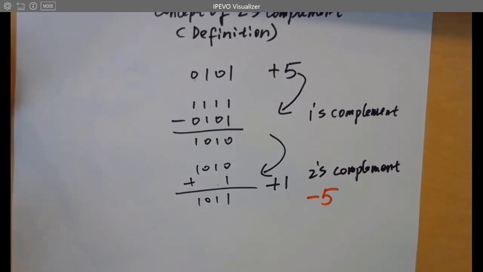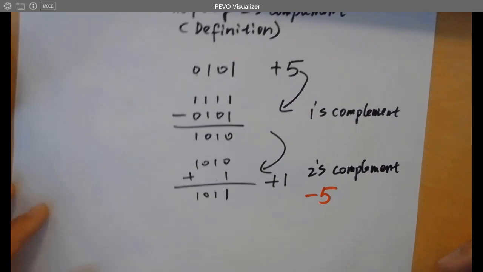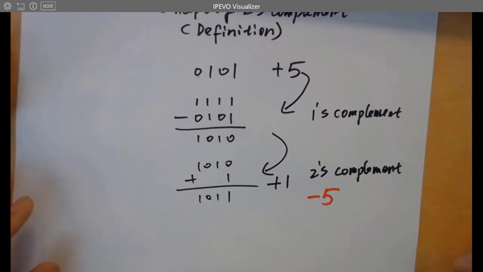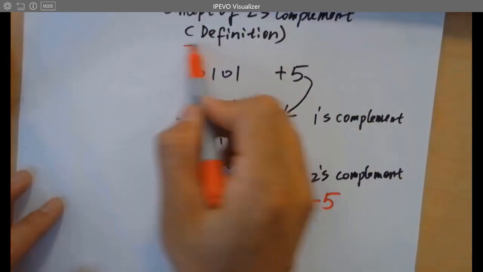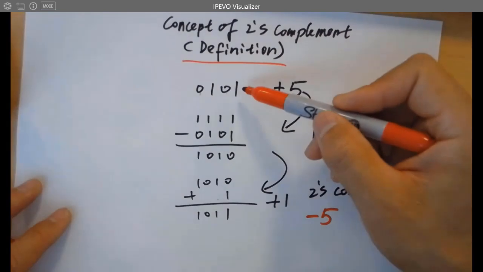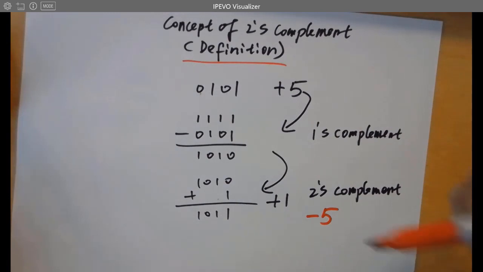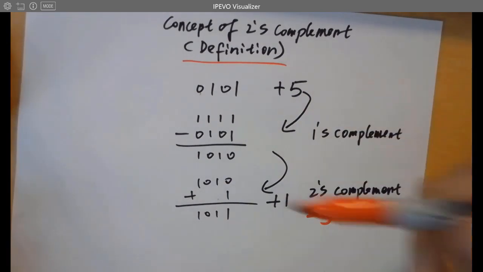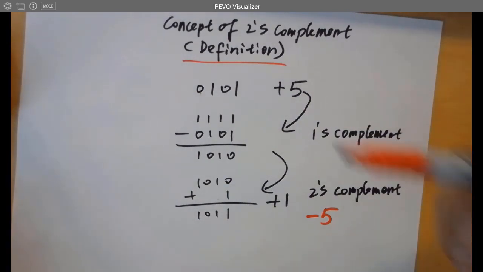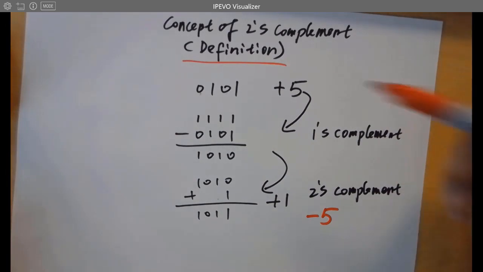Have we ever learned this before? No. Okay. So that's by definition. If you convert a positive number to a negative number in this way, you'll never get a problem. So invert every digit, and plus 1. Remember, invert and plus 1 will give the 2's complement.